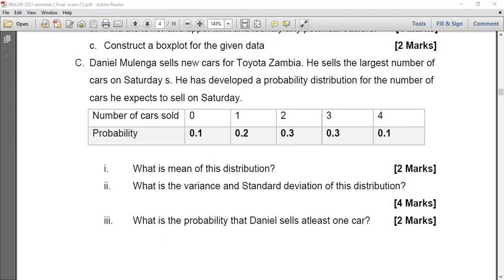Number 3. You see the at least means what? At least means that number and above. So at least 2, it means 2 and above. At least 3, it means 3 and above. Okay. So are we together? So at least 1 means 1 going up. Any other questions? So at least 1 means add probability of 1, 2, 3, and 4. Okay.